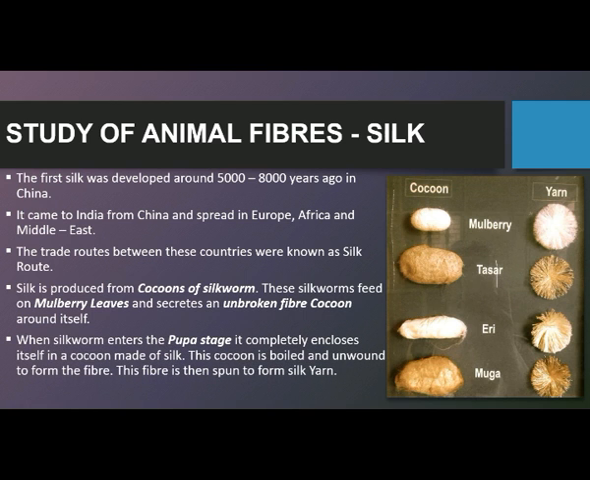When the silkworm enters the pupa stage, it completely encloses itself in a cocoon made of silk. This cocoon is boiled and unwound to form the fiber. This fiber is then spun to form silk yarn. As you can see in the figure, these are different types of yarns obtained from the cocoons of different types of silk: mulberry silk, tussar silk, eri silk, muga silk, and their cocoon structure and the yarn obtained. The rearing of silkworm and processing of silkworm from the cocoon is called sericulture.